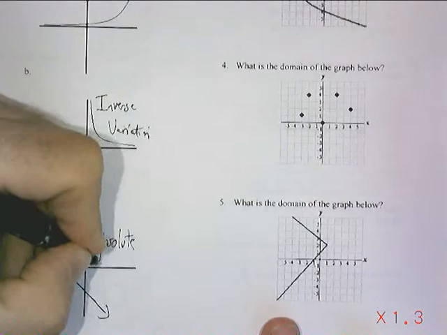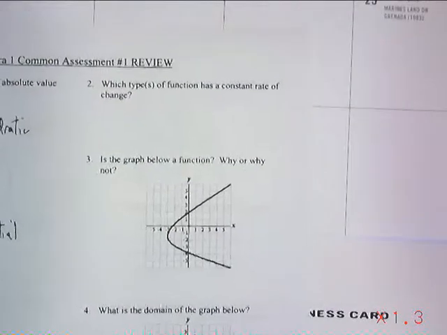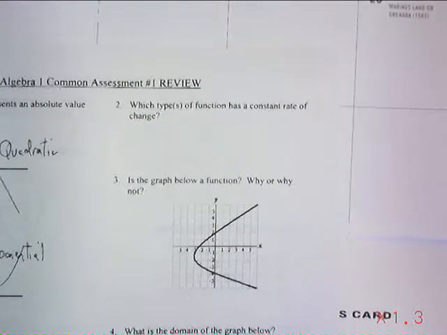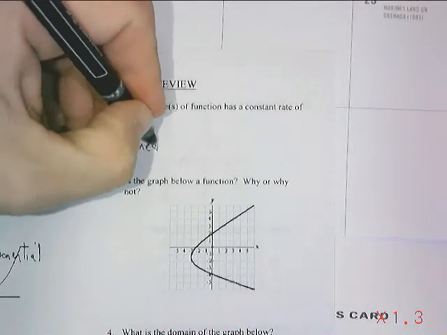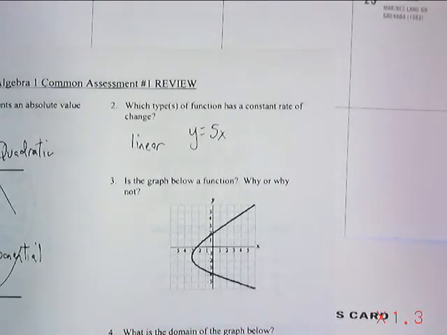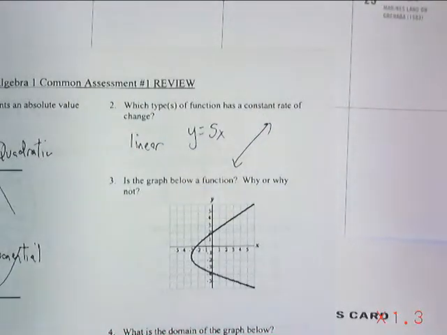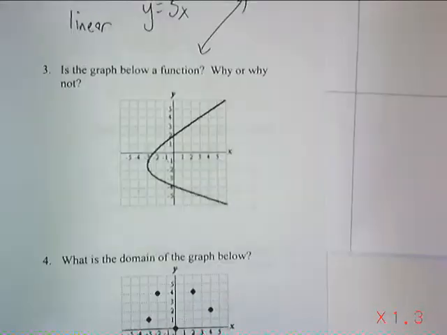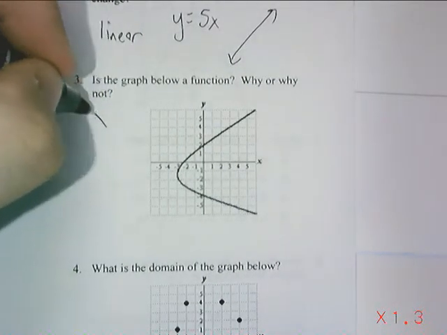So I'll break this video up by page, so it'll be, I think, 4 pages. Number 2, which type of function has a constant rate of change? There's only one function that has a constant rate of change, and that's something that's linear. So if you have, let's say this is your function, it's always 5 times that number, so anything that's a line would be the same rate of change. That's linear. Number 3 is, is it a function, why or why not. If it's a function, the x's are different.